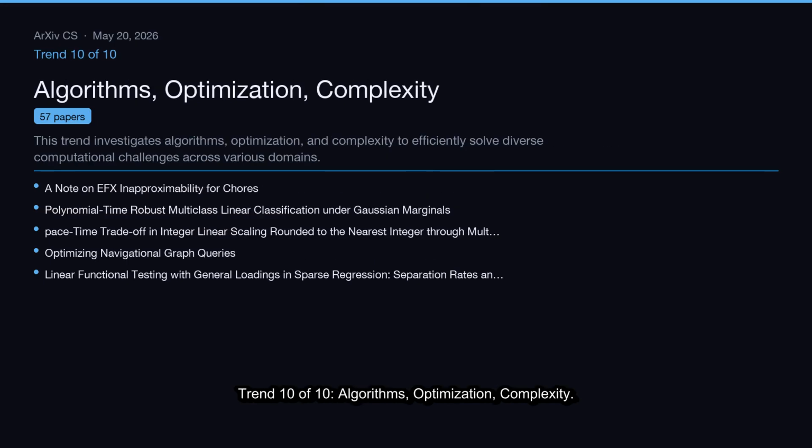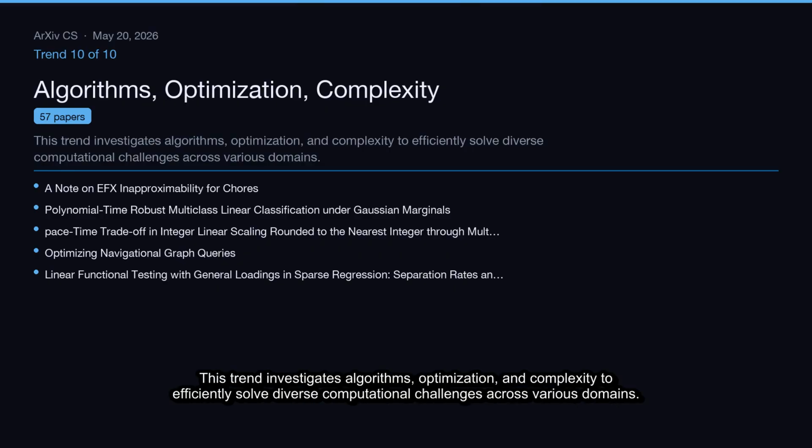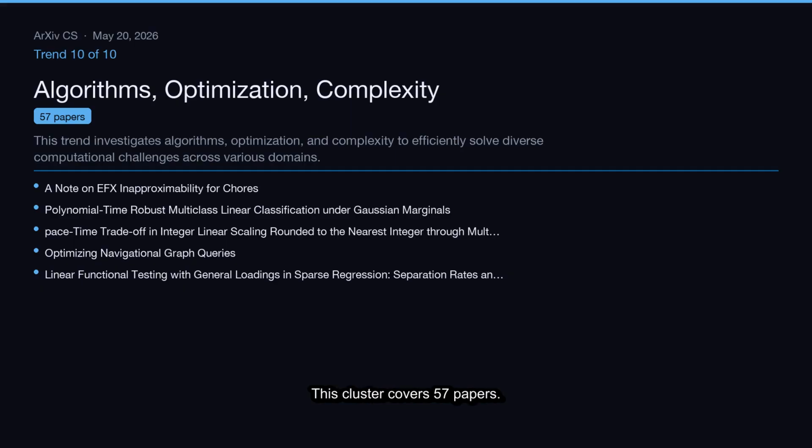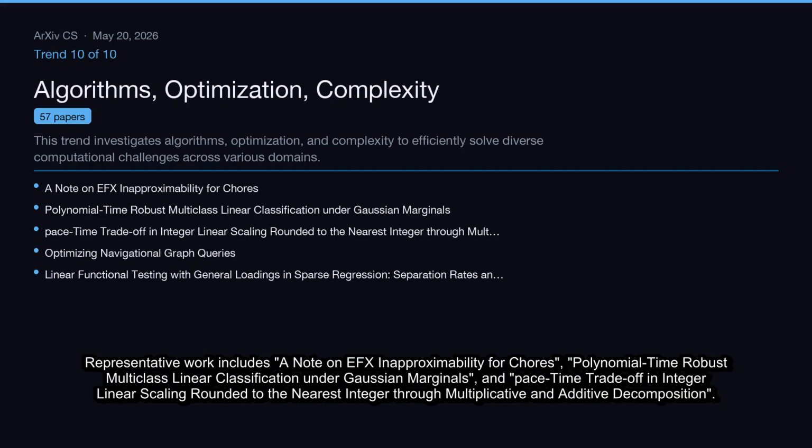Trend 10 of 10, Algorithms, Optimization, Complexity. This trend investigates algorithms, optimization, and complexity to efficiently solve diverse computational challenges across various domains. This cluster covers 57 papers. Representative work includes a note on EFX inapproximability for chores, polynomial time robust multi-class linear classification under Gaussian marginals, space-time trade-off, and integer linear scaling rounded to the nearest integer through multiplicative and additive decomposition.